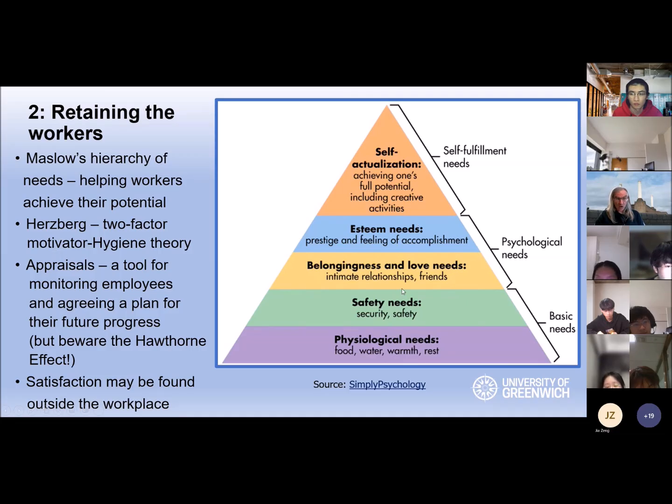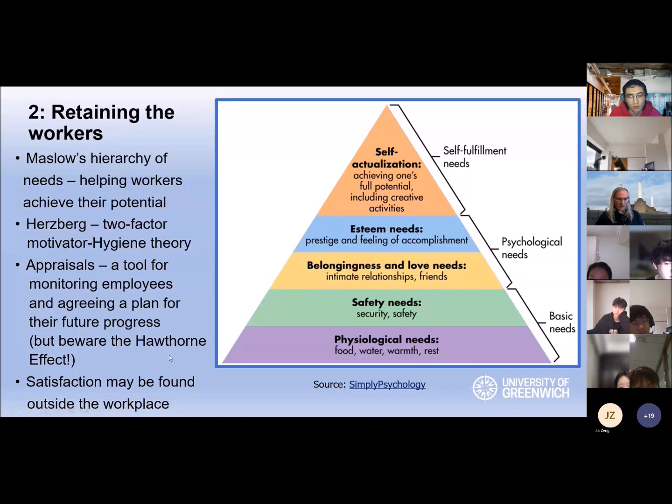The motivators on Maslow's model would be the next two up. Well, I guess the next three. So, creating a sense of belongingness, teamwork, enhancing their sense of prestige. You can achieve this partly through appraisals. So you have a yearly appraisal, you sit down with your employees and you talk about what they need, what they're looking for in the future.